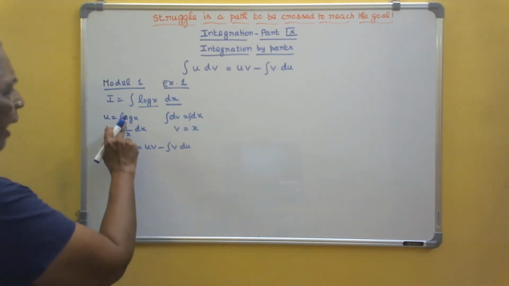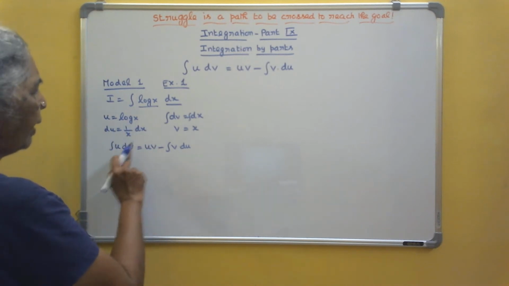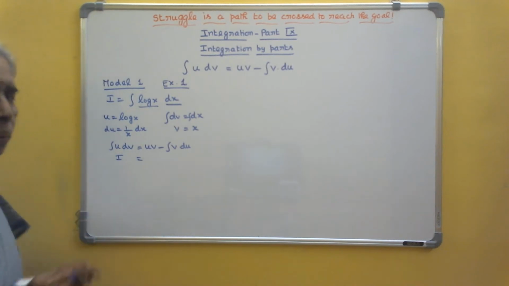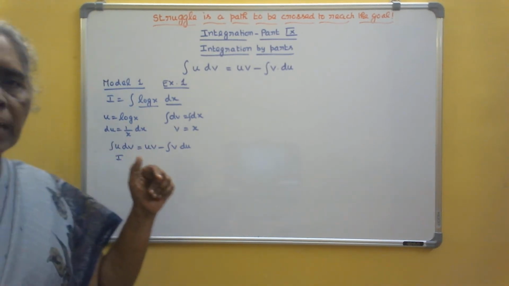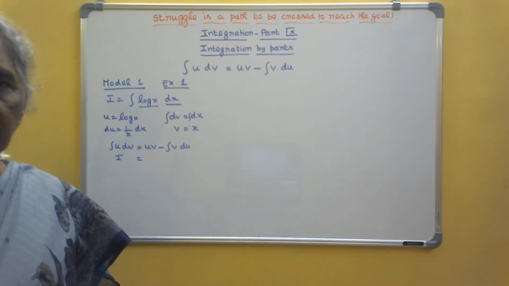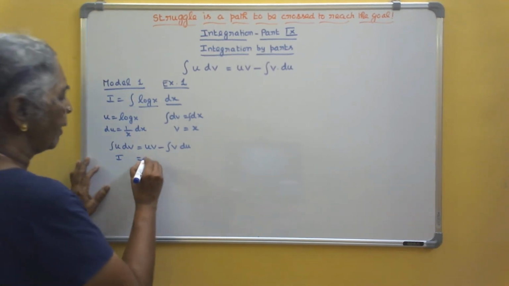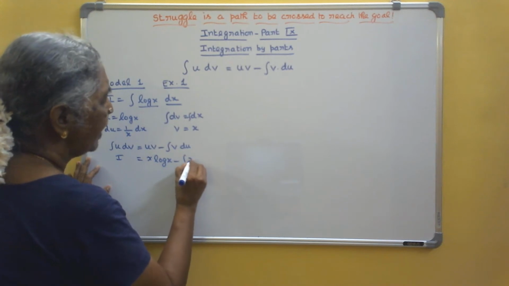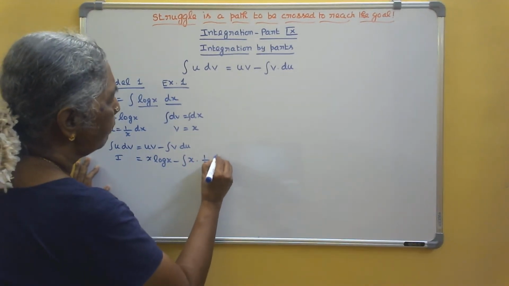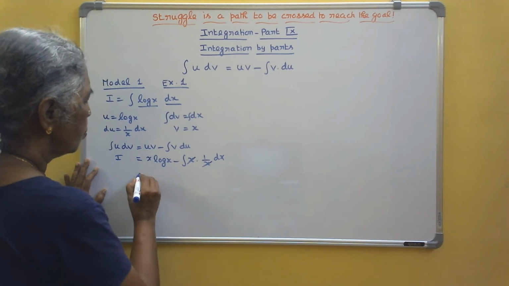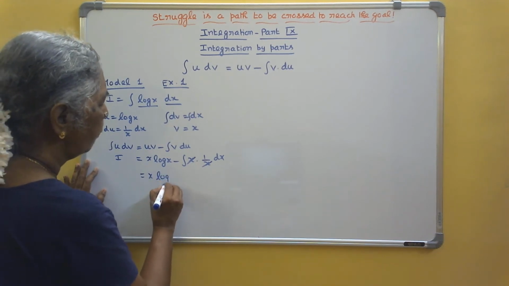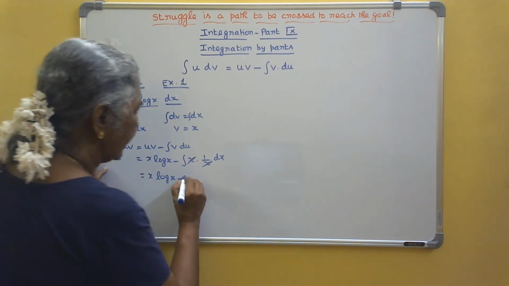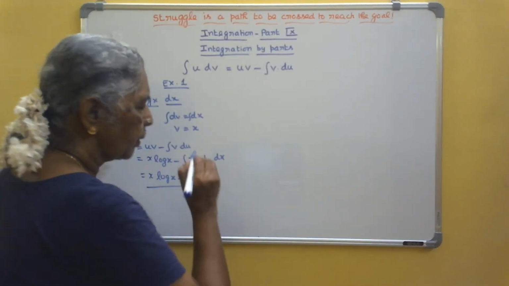Let us check it. u is log x and dv is dx, so integral log x dx. So I will put I here, that is equal to uv, log x into x. Don't multiply that x with the x in the log part. So you better write it as x log x minus integral v is x, du is 1 by x dx. Cut this. So now I will get x log x minus integral dx, which is nothing but x, so you will get an x, then plus c. Do you understand?